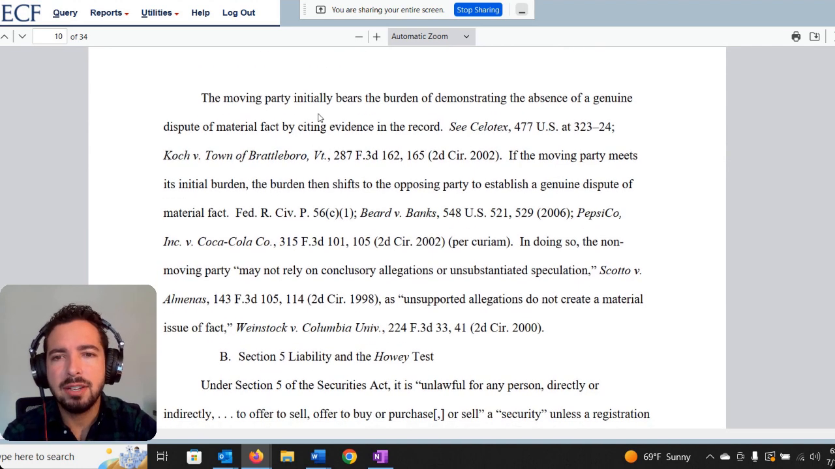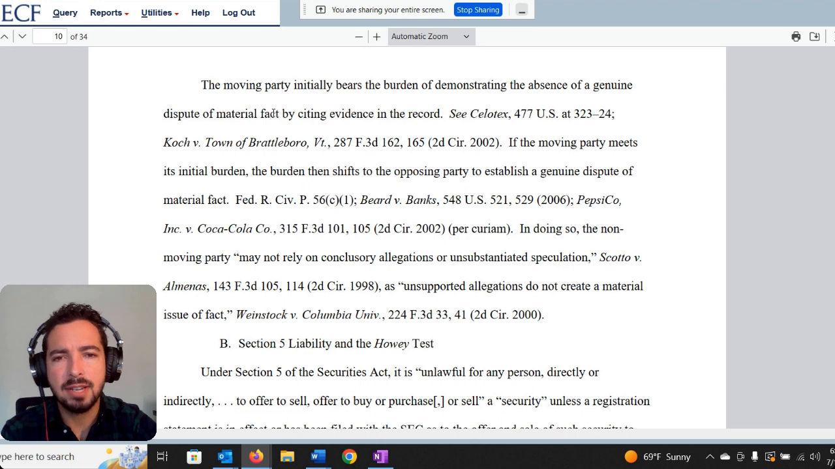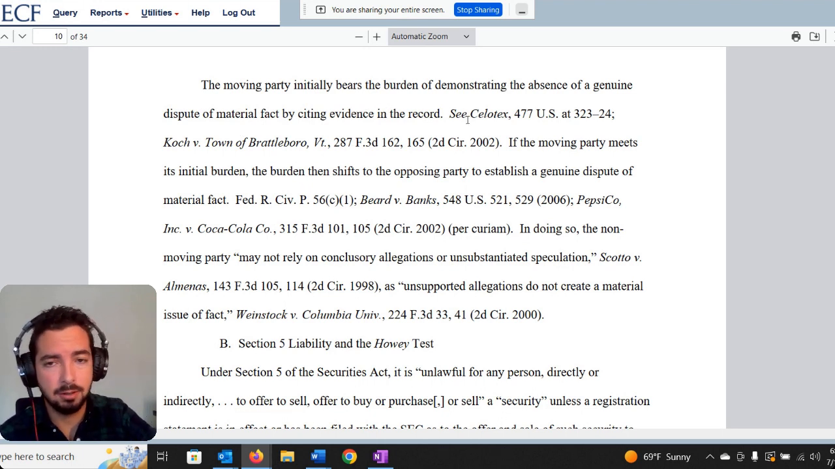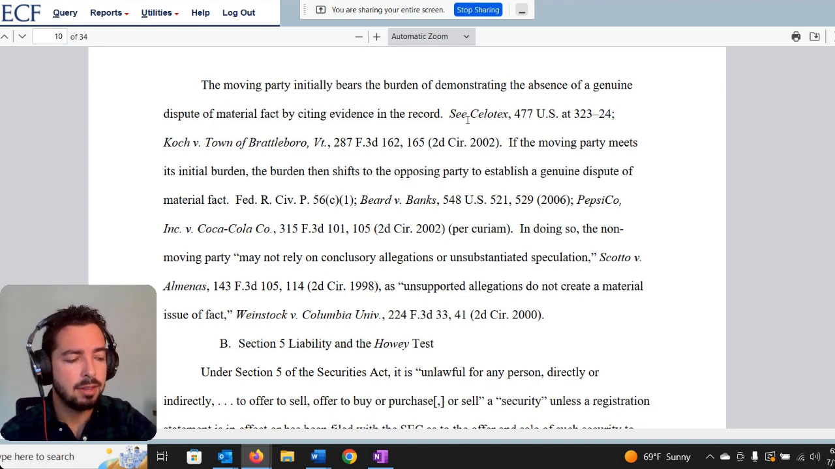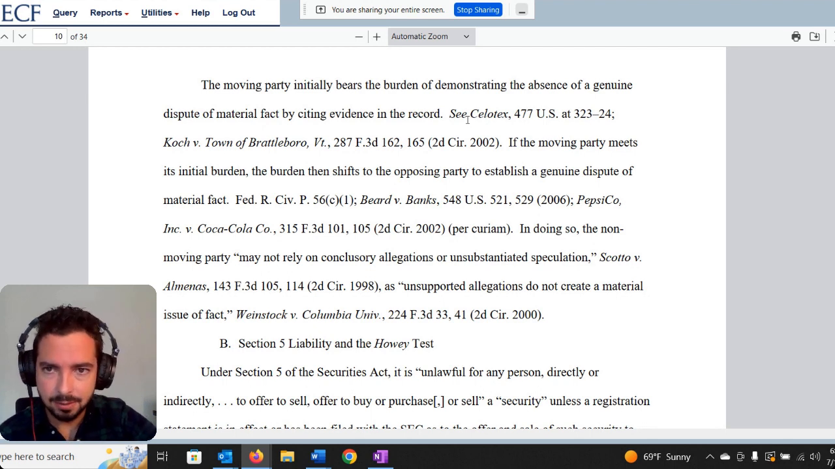Okay, the moving party initially bears the burden of demonstrating the absence of a genuine dispute of material fact by citing evidence in the record. And what that means is the person who makes the motion has to basically say at first there's no dispute about the facts. All the facts everyone agrees on. It's just the interpretation of the law.